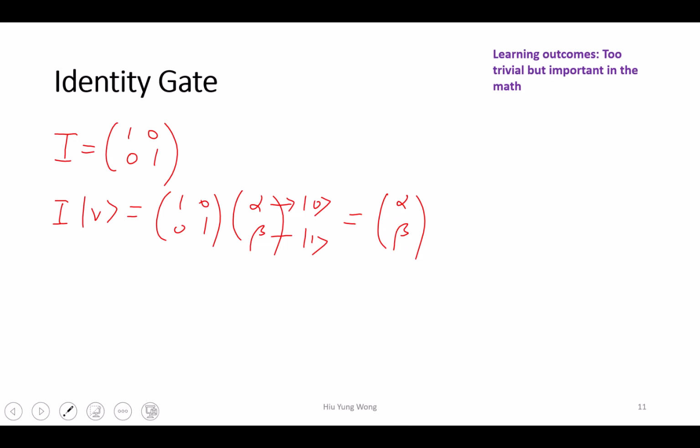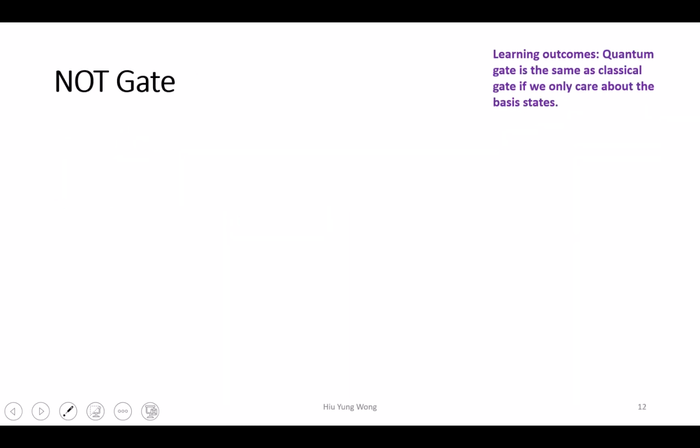Very simple. And if you understand this, what we are going to do is just do something a little bit more complicated, right? NOT gate. Now I actually should have told you in the identity gate, but I can now tell you how we define a gate in quantum computing. We define how it rotates the basis state. That is the definition when we talk about a gate.